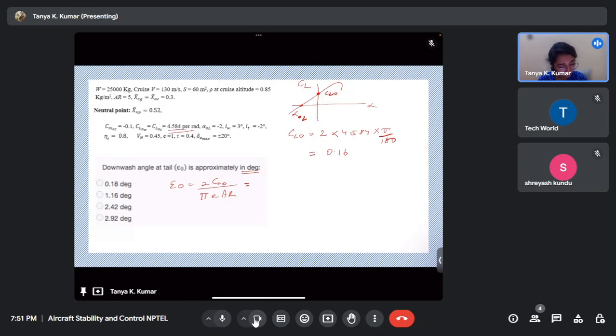Now just substitute it here. You get 2 into 0.16 by pi, e is 1, AR is 5. What do you get? You get 1.16 degrees. Correct? Okay. Let's go to the next question.